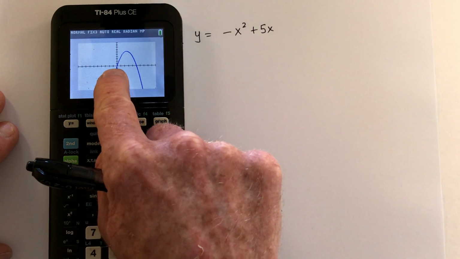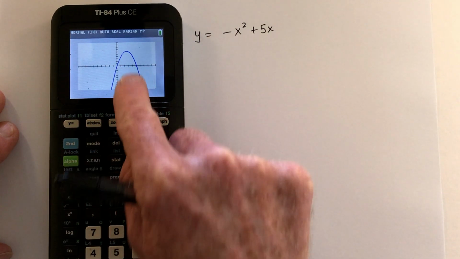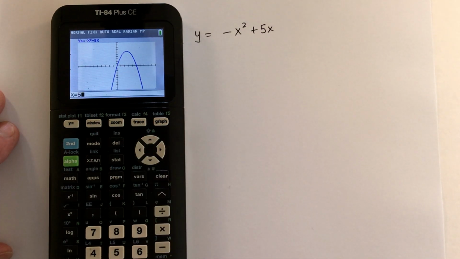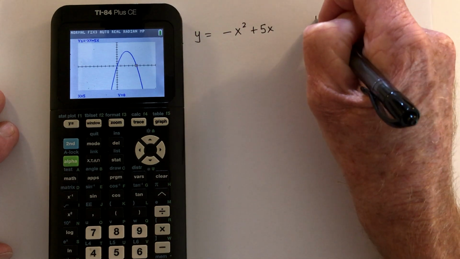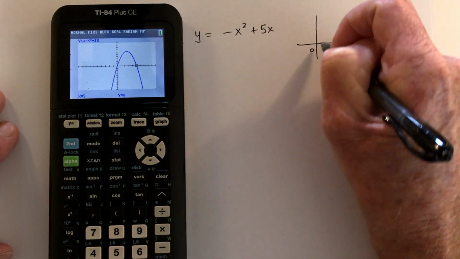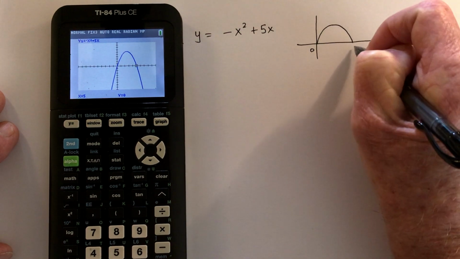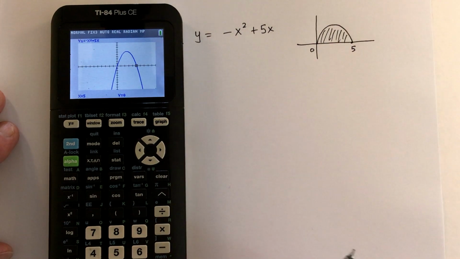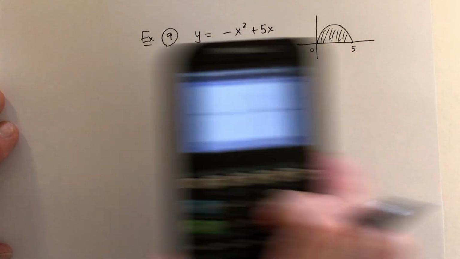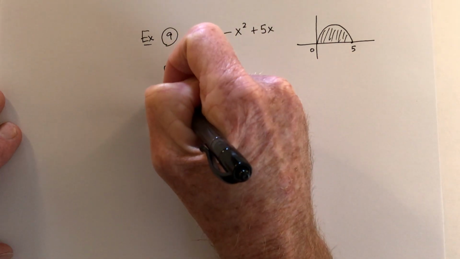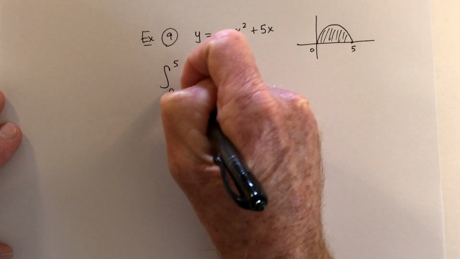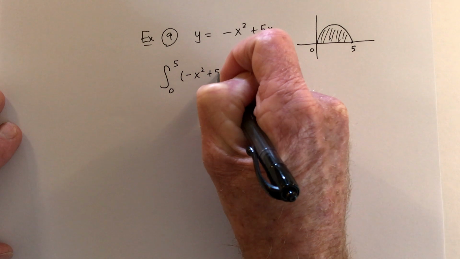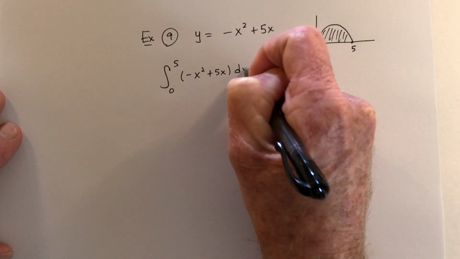And I'm going to be talking about going from 0 to 5. Trace, if you plug in 0, it's hitting the x-axis. If you plug in 5, it's hitting the x-axis. So if we want to know the area between the x-axis and that parabola, then integrate. So integrate from 0 to 5, and then it's -x squared plus 5x times dx.